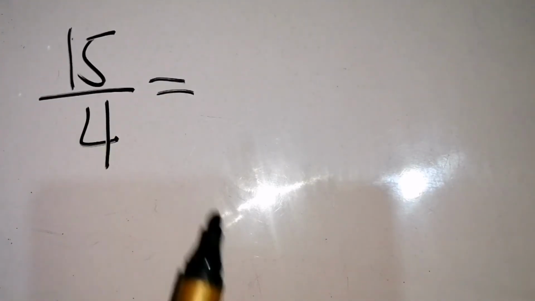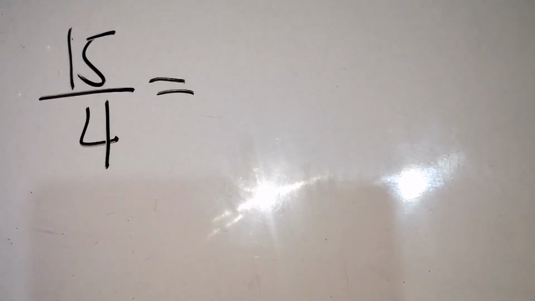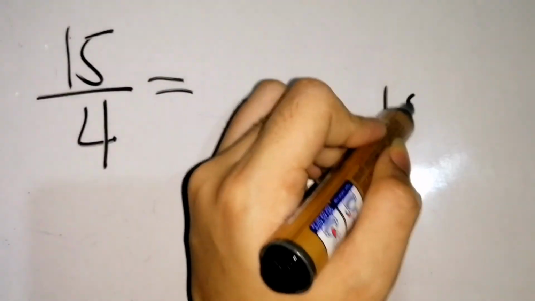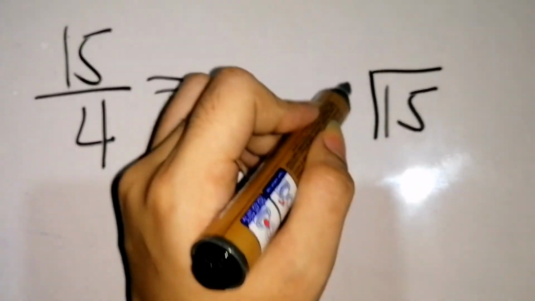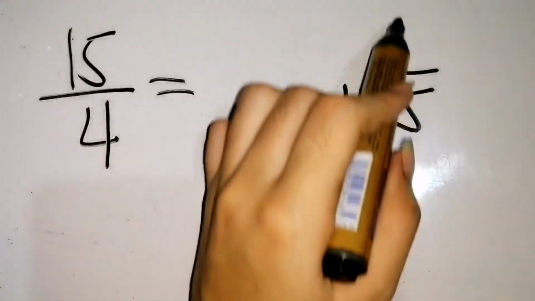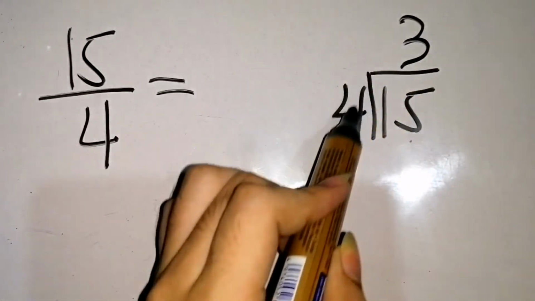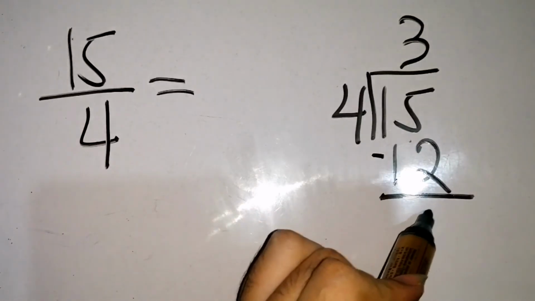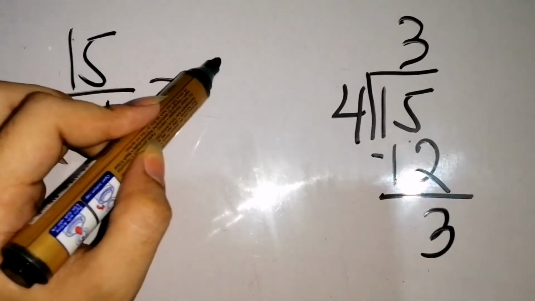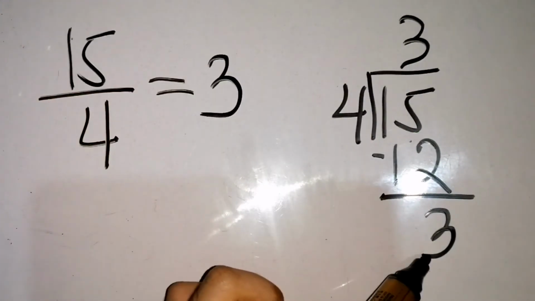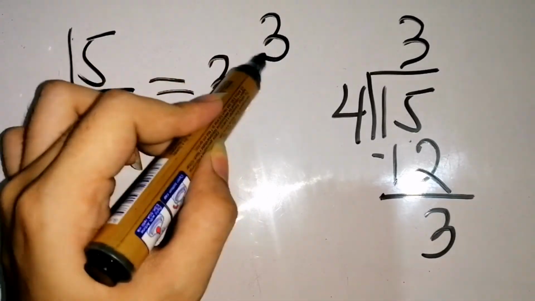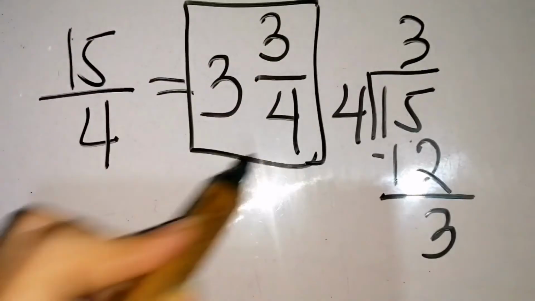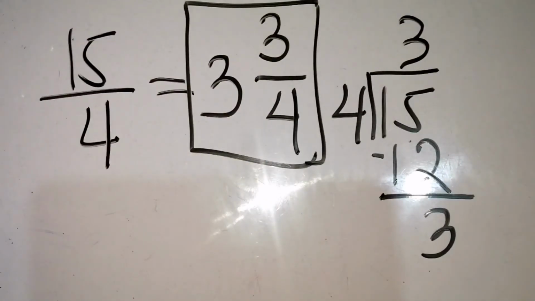What is its equivalent form in mixed number? So we will divide 15 divided by 4. There are actually 3, and 3 times 4 is 12, and the remainder of 15 and 12 is 3. So meaning to say, we can form 3 wholes, and we still have a remaining of 3 out of 4. And this one now is the mixed number.